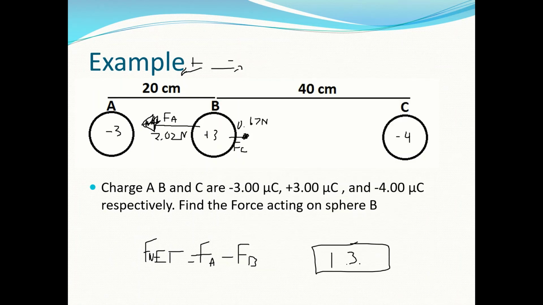2 sig digs actually, so 1.2 newtons, it's positive, so it's going to be to the left. So that's our answer.